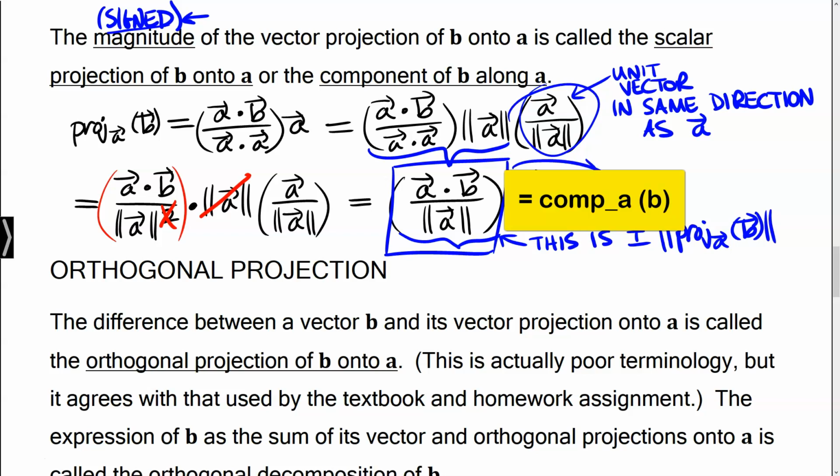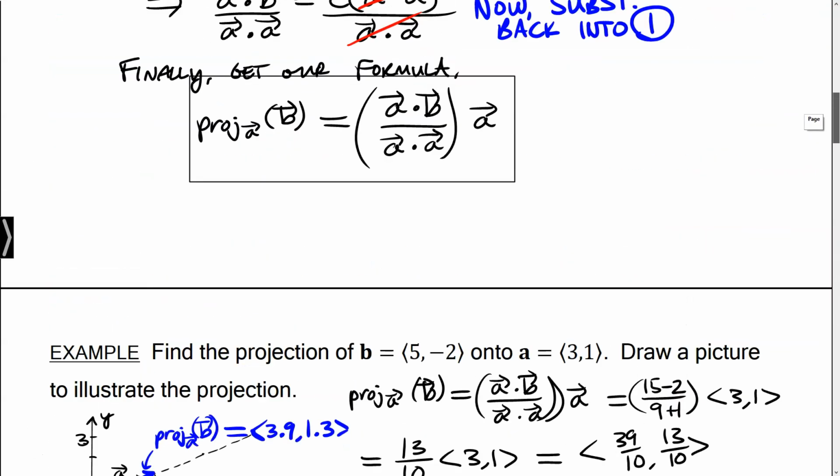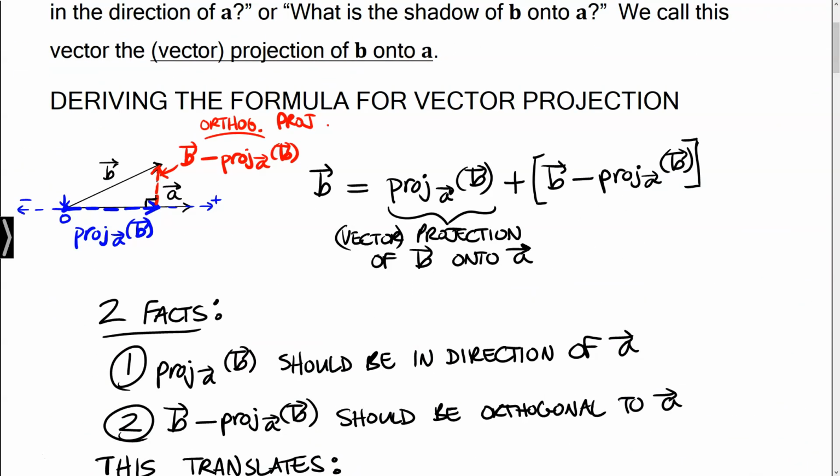I'm kind of running out of space here, just a minute. So now we're going to talk about the orthogonal projection. I don't really like this terminology too much, but it's the one that our textbook and homework assignments use, unfortunately. So just to not cause confusion, I'm going to use the same terminology. So this vector is what's left over after you've done the vector projection. So if we go back up to our picture at the very beginning, it's this here. That's the orthogonal projection. It's B minus the projection of B onto A. It's the second piece of what we were talking about.